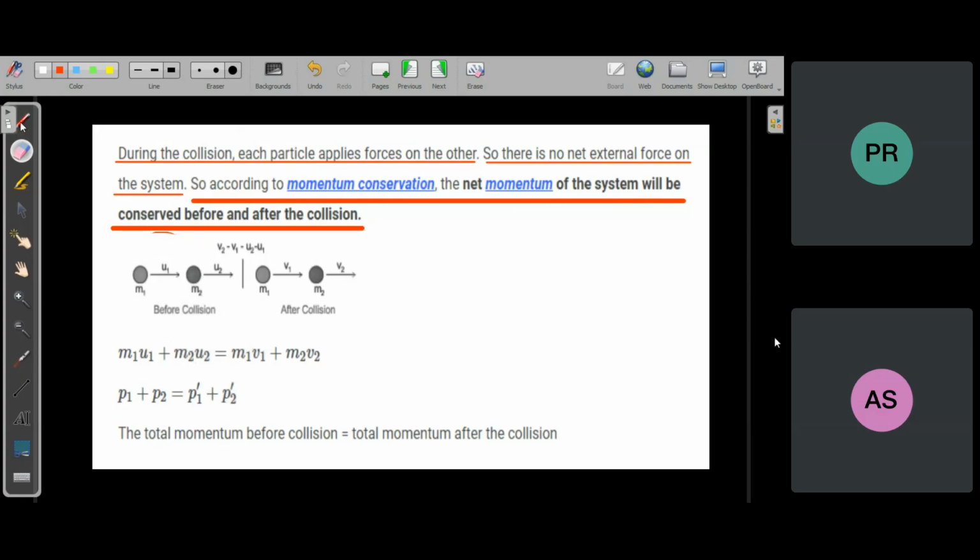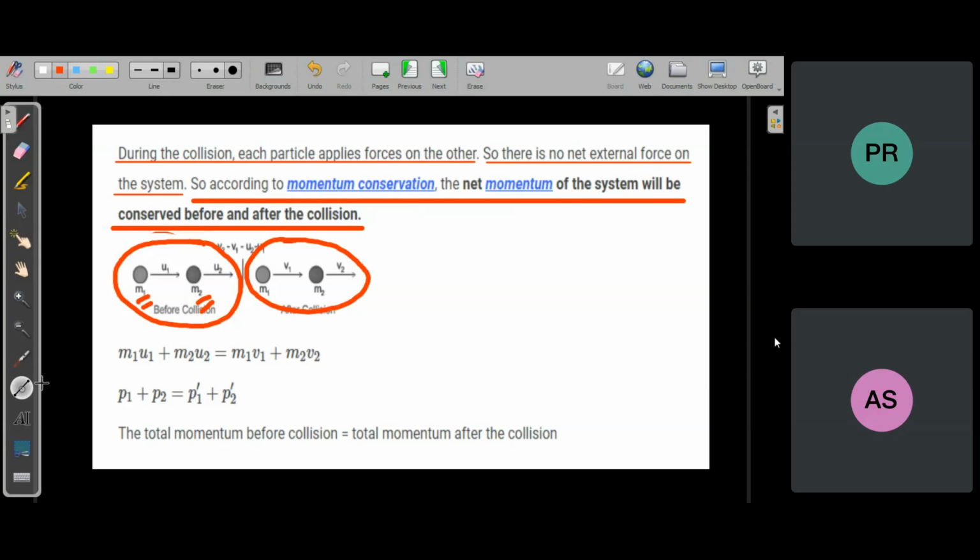What is the meaning of momentum of the system? Momentum of the system means vector addition of momentum of all the particles of the system. So here in this system, there are only two particles. This is first, this is second particle. So the initial momentum of these two particles will be equal to the final momentum of these two particles. What is the meaning of initial and final? Initial means before collision. Final means after collision.